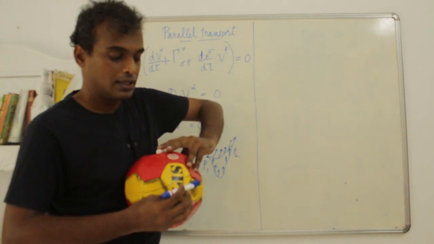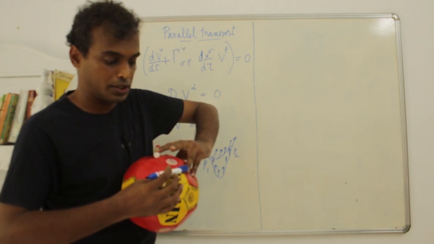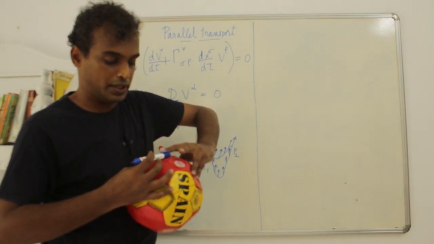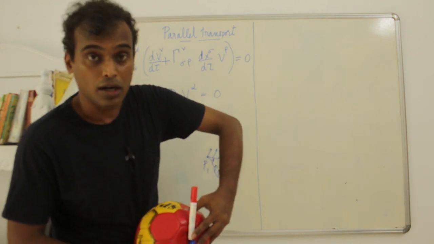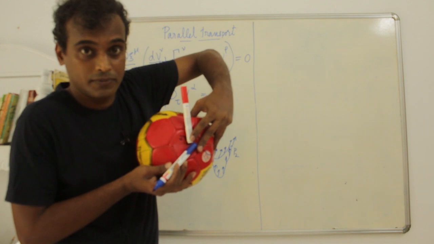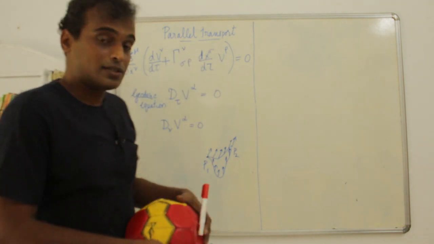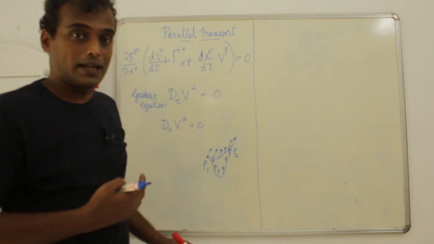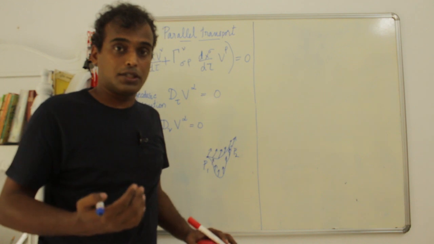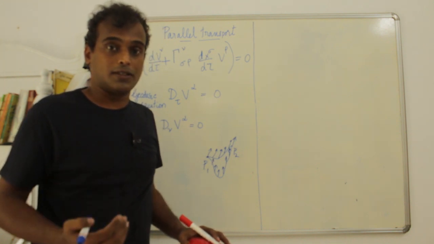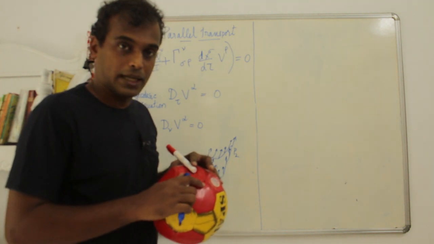I reach here, then again I am transporting it parallel to itself along the longitude, and I reach the point P2. Now you see, the two vectors that I get are not aligning with each other. They are not parallel to each other. They are different vectors. So it's clear that this process of parallel transport depends on the curve, the path along which you choose to do the process. Not only that, they depend on the path chosen.